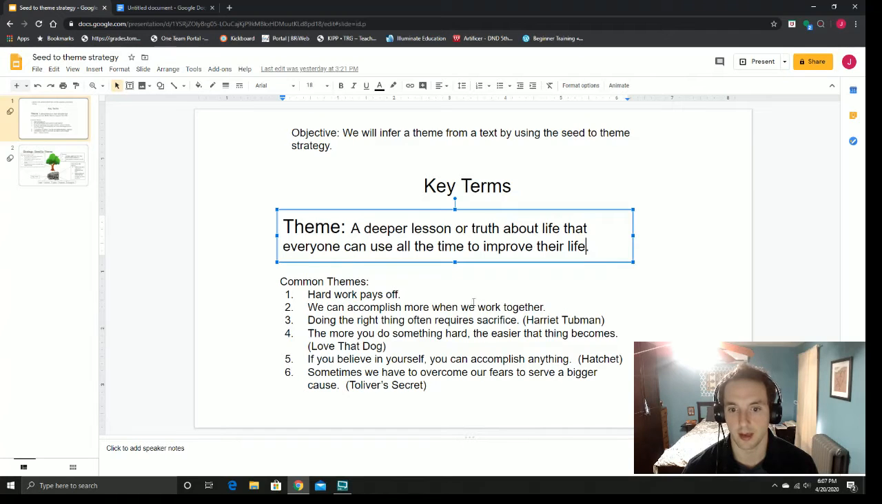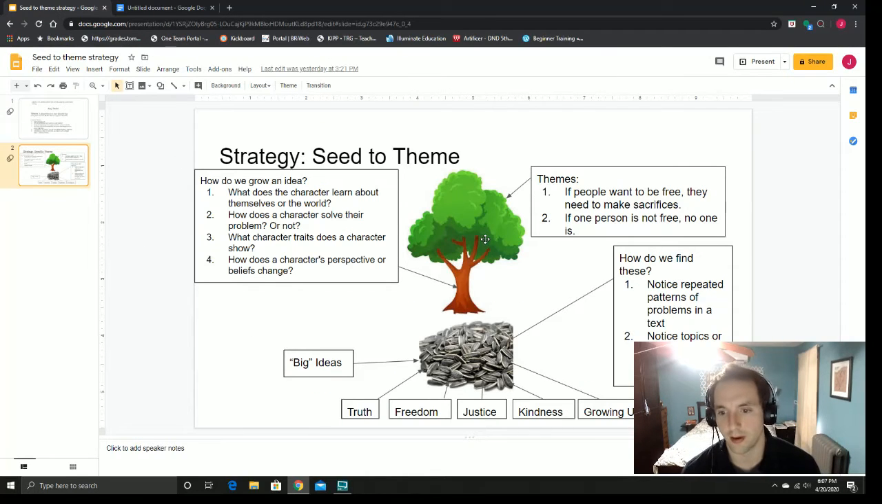Here's some examples of some common themes that we've now seen a bunch of different times. And then here, the strategy that we've been using, this seed to theme, where we start with a big idea that we find through repeated patterns or problems or topics that are brought up in the text. We use these questions to grow that idea. Questions like, what does the character learn about themselves or the world? Or how does the character solve their problem? And then it grows into a theme that is a lesson that we can all use all the time to improve their life.